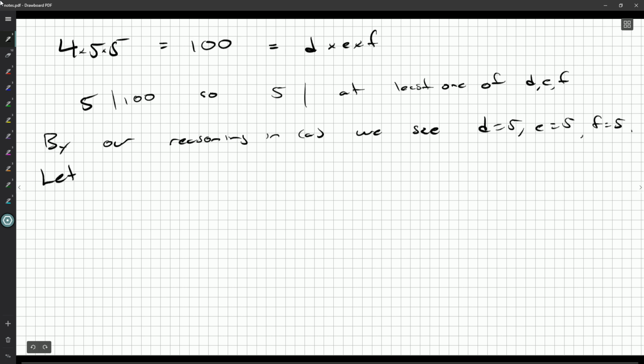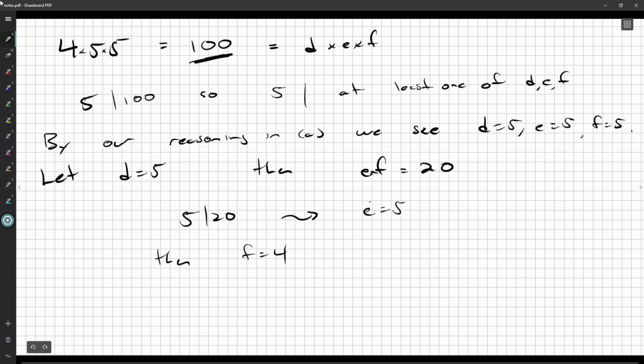Okay? Let's just say D is 5, because remember, we can rearrange them and get more numbers. So let's say D is 5. Then E times F would have to be 20. Well, 5 divides 20, so you don't have to repeat the argument. You can say either E is 5 or F is 5, but let's just say without loss of generality, E is 5. And then that forces F to be 4. There's only one way to write 100 as a product of single digits, and that's with 2 5s and a 4.